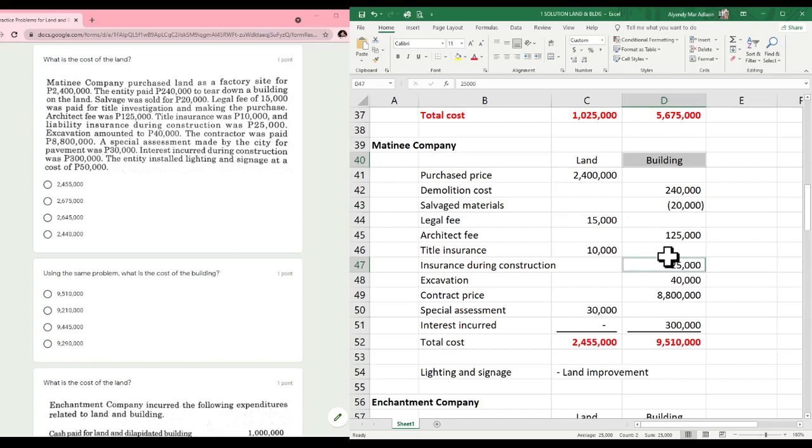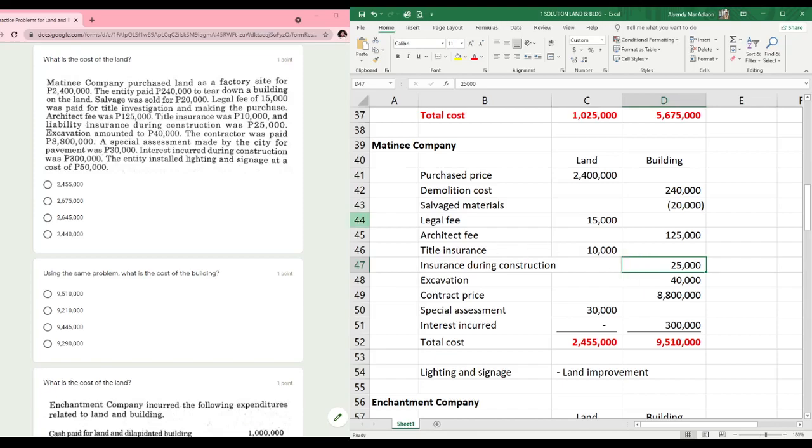If the construction is already completed and the entity still incurred an insurance, then you expense it outright and do not capitalize it as cost of the building. We will only capitalize it up to the date when the construction is completed, and beyond that, the insurance is expensed outright.